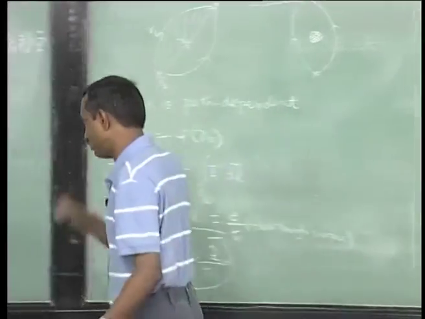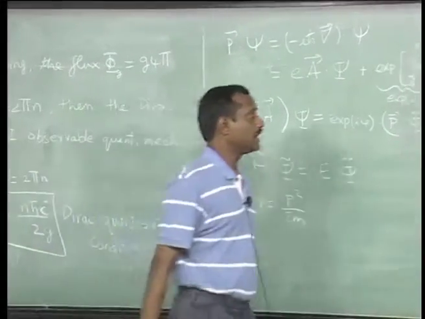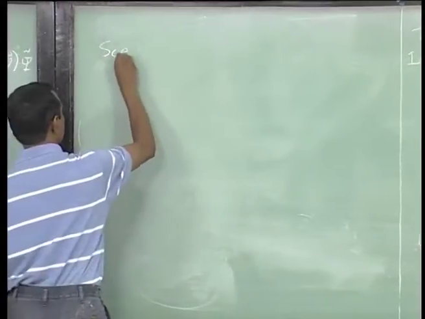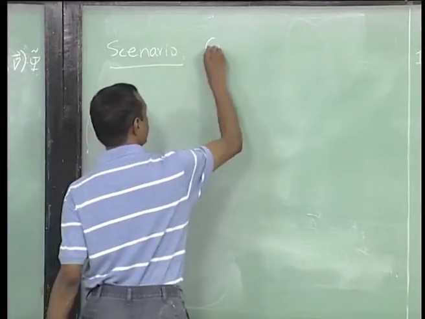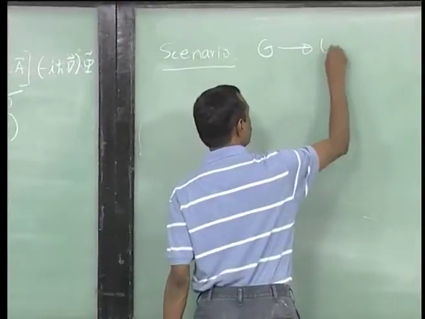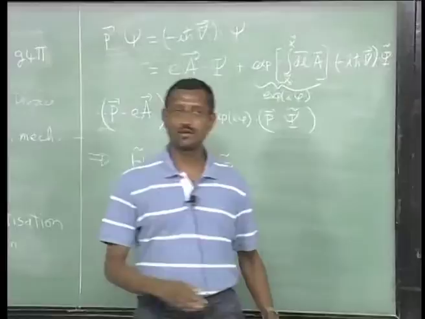And so both 't Hooft and Polyakov simultaneously actually asked this question. So suppose we have, so the scenario is the following: we have some non-abelian group G and it is broken down to U1, electromagnetism, say.